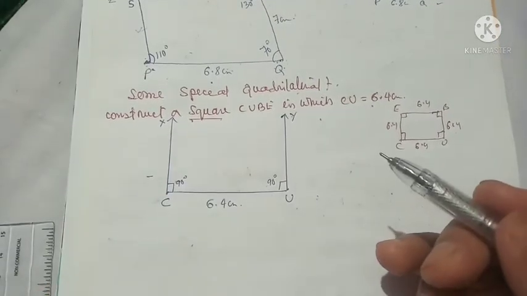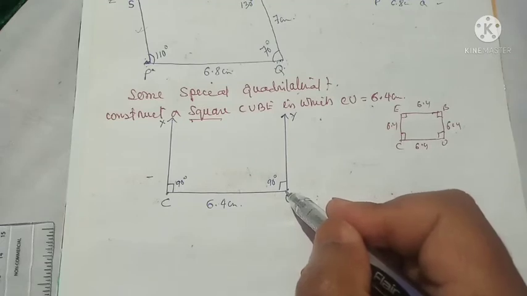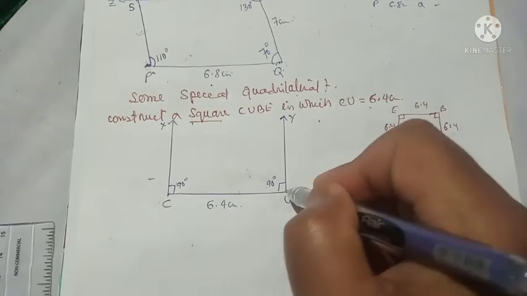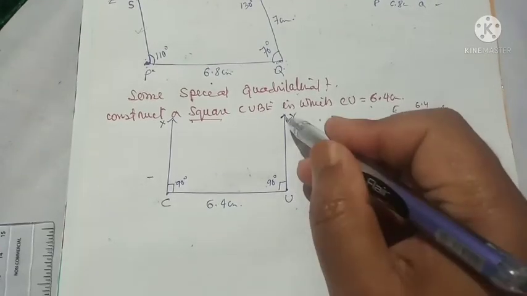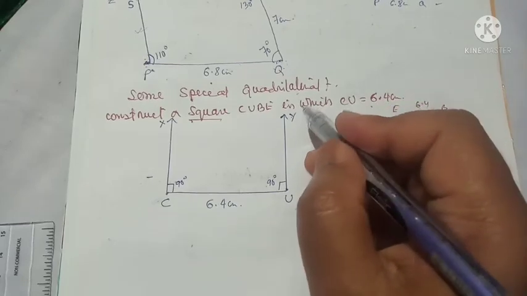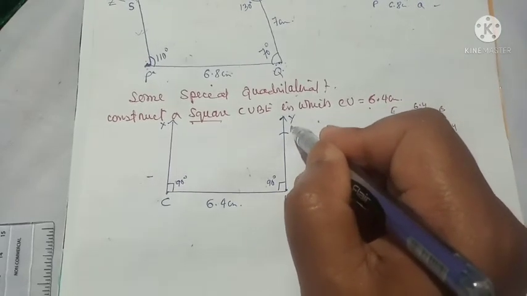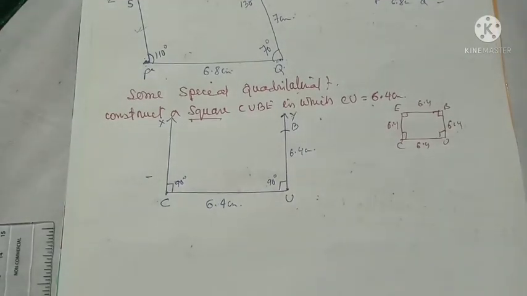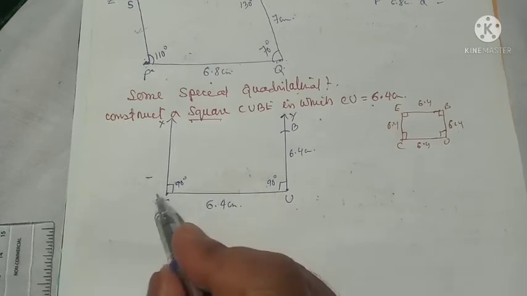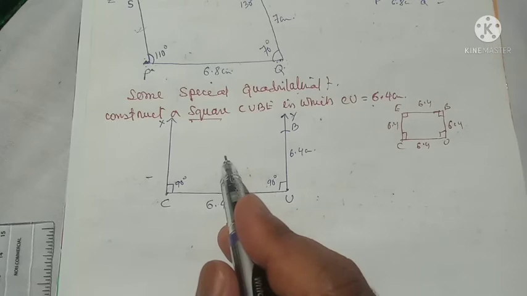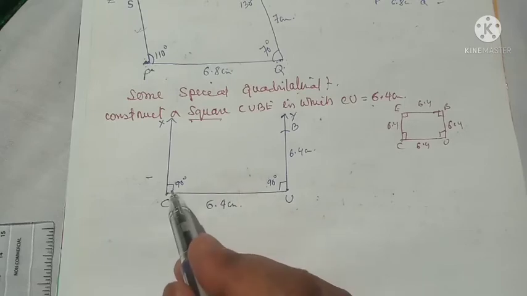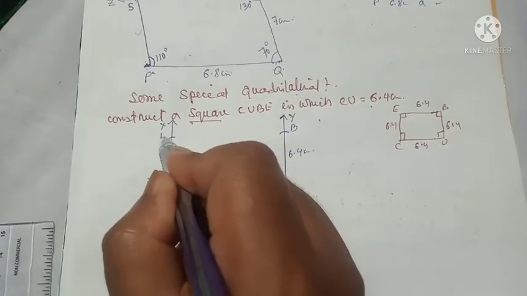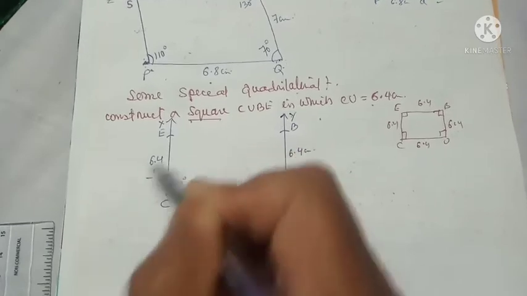Then again, taking U as the center with a radius of 6.4, we draw an arc on the line UY, intersecting it at B. Yes, B. It is 6.4 again. And again with C as the center, with the same process, we draw 6.4 centimeters and draw an arc on line CX and intersect at the point E here. This is E, 6.4 centimeters.